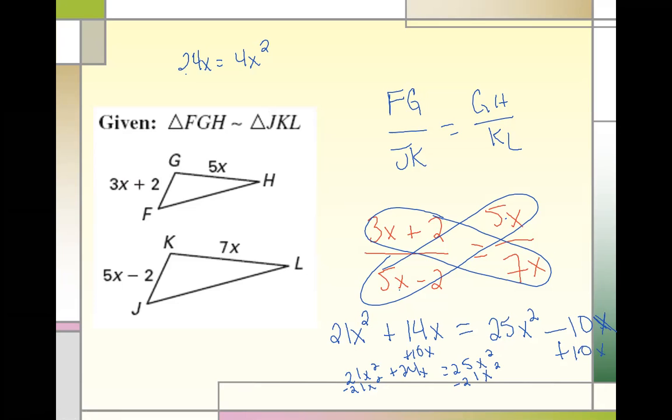What that means, basically, is I can essentially divide 4x out of both of these terms, and I'll still be left with a value on both sides. If I divide both sides by 4x, it'll help me get rid of a term. What am I going to be left with? 24x divided by 4x would be what? 6. And then 4x squared divided by 4x would be equal to what? x.